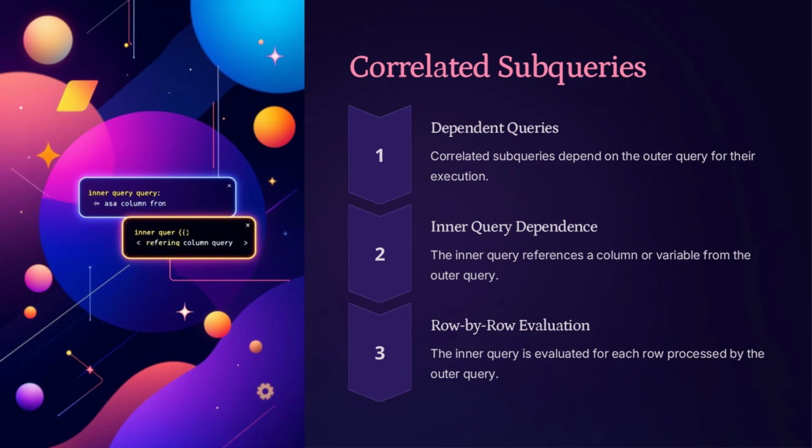Correlated subqueries are a powerful SQL concept where the inner query depends on the outer query for its execution. The inner query references a column or variable from the outer query, so it must be evaluated row by row as the outer query processes each row. This tight coupling between the inner and outer queries allows you to perform complex, nested logic that would be difficult to express in a single SQL statement. Correlated subqueries are commonly used for tasks like finding the latest record for each user, calculating running totals, and performing conditional aggregations. The key thing to remember is that the inner query cannot be evaluated independently. It relies on the context provided by the outer query.